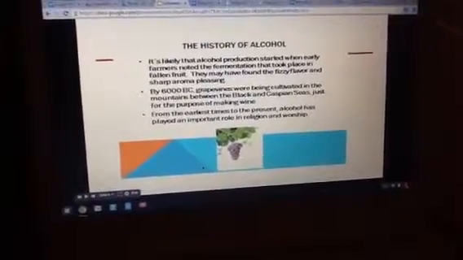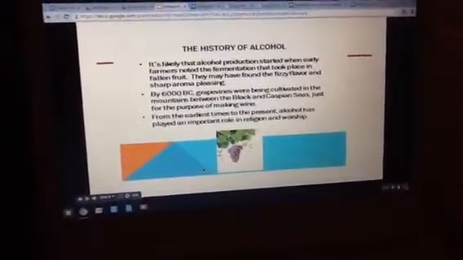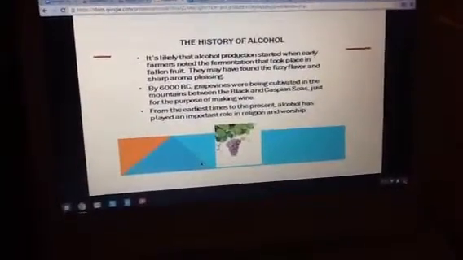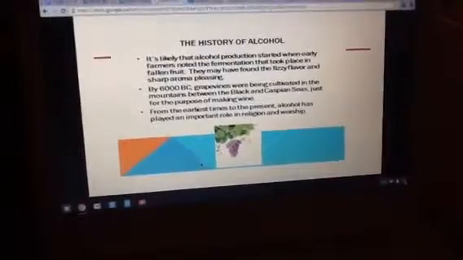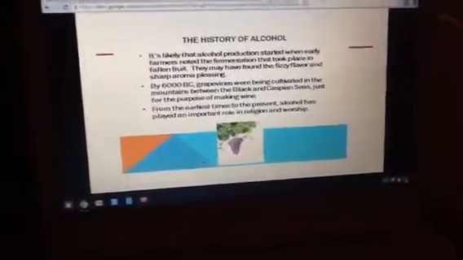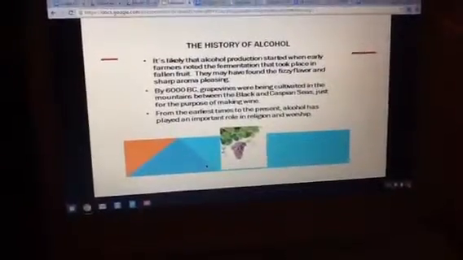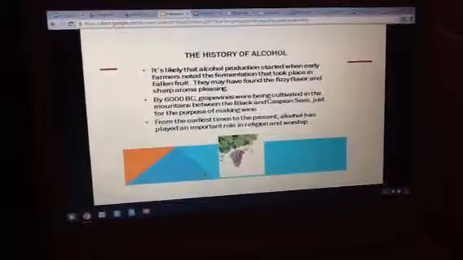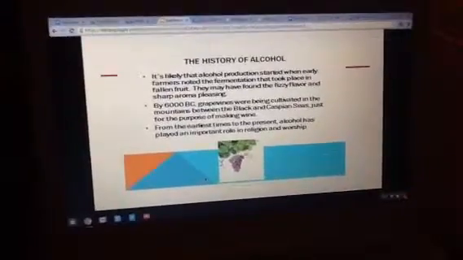Okay, the history. So part of their project is to look at the history. So again, going through the history of alcohol, where it was produced, what it started as, and from the earliest times to the present times. It's used in religion, used in worship, used for entertainment, and so they have to be able to identify what's the history of the substance.